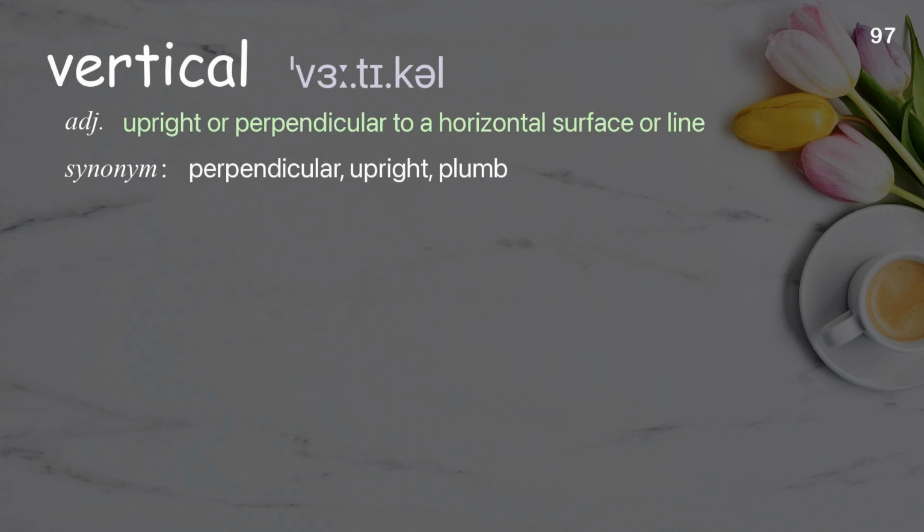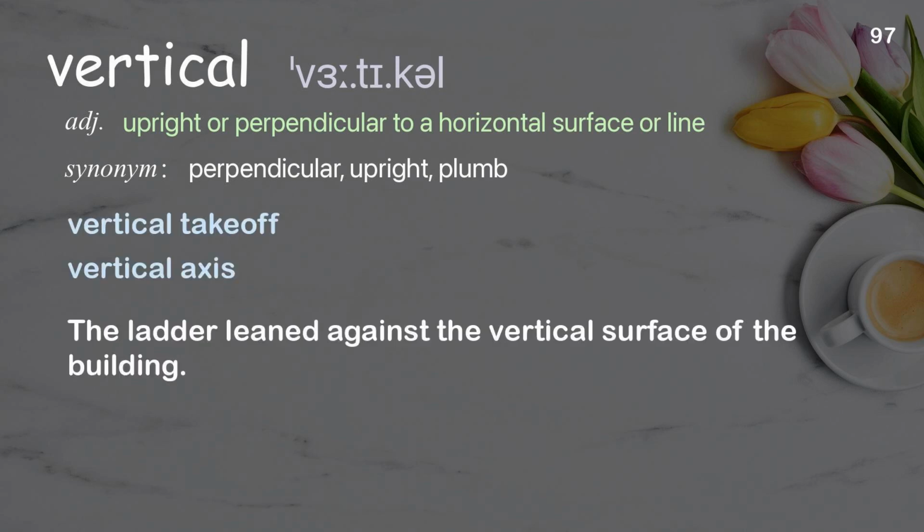Vertical: upright or perpendicular to a horizontal surface or line. Examples: vertical takeoff, vertical axis. The ladder leaned against the vertical surface of the building.